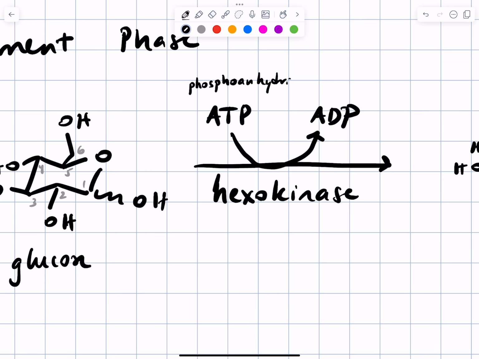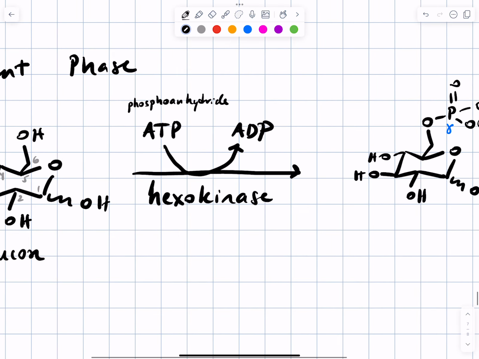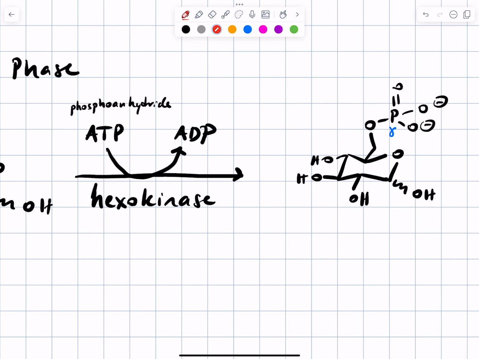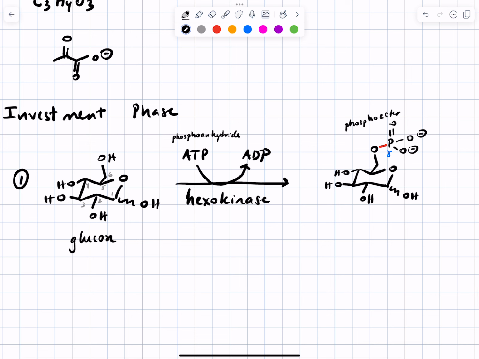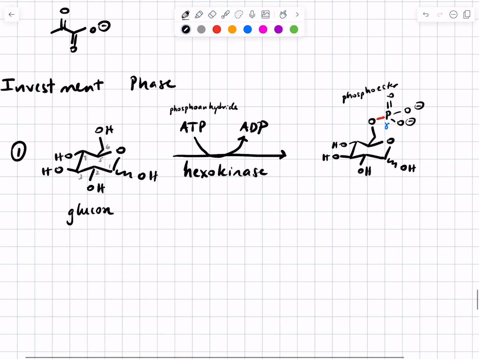phosphoanhydride, whereas the bond between oxygen on C6 and the phosphorus there is called a phosphoester. And in the same way that we learned, as we were learning about nucleophilic acyl substitution, that esters are more stable than anhydrides, so phosphoesters are more stable than phosphoanhydrides. So the free energy for this reaction is downhill.